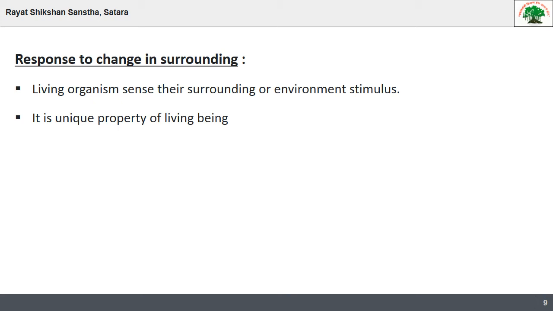It depends on the stimulus, means how we respond is completely dependent on the stimulus we get from the surroundings. The best or best-known example is Mimosa pudica, or we can call it the Lazarus plant. When we touch the leaves of this plant, suddenly they shrink. Means the plant gives a response to our touch.